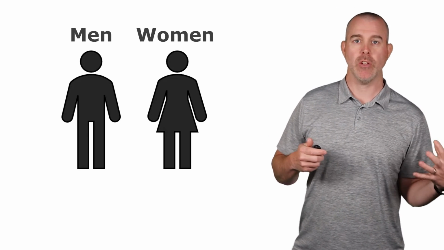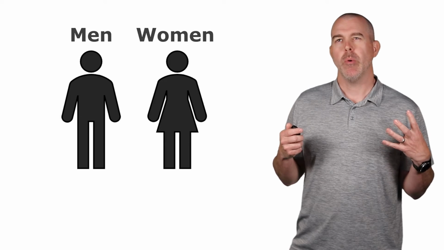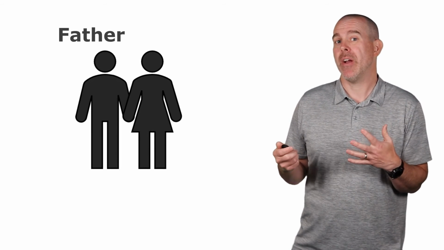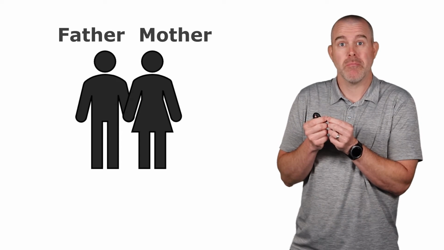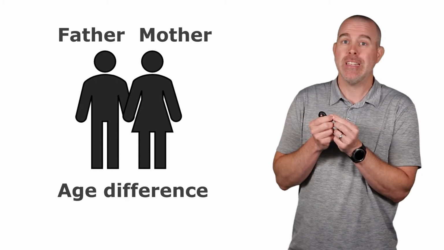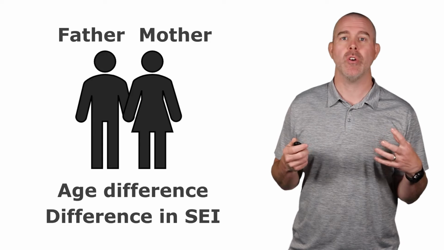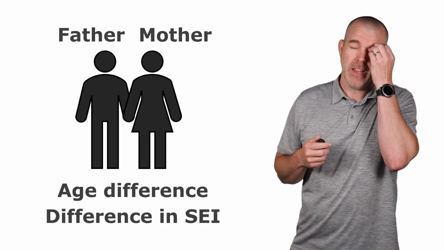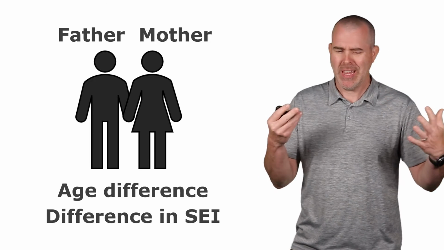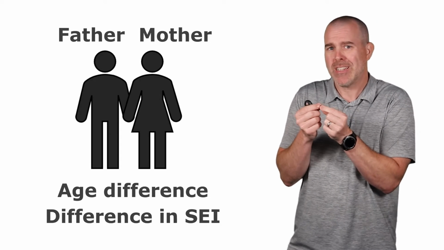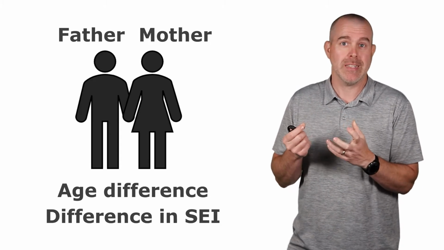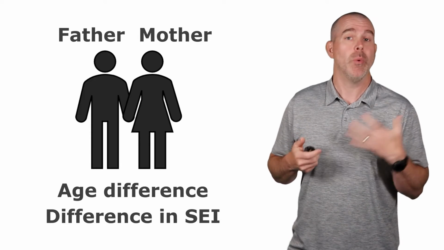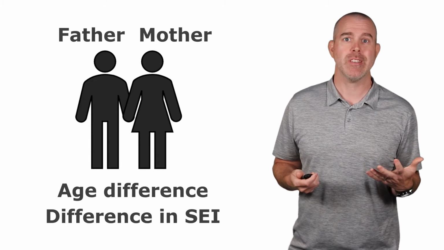Okay, so far we've been comparing two populations. We compared men to women. What if instead we had a father and a mother and they were paired together? And maybe we looked at the age difference or the difference in their socioeconomic index. Well, that's not two independent samples then. They're matched up together. That's a different analysis. So we need some more machinery for this case.